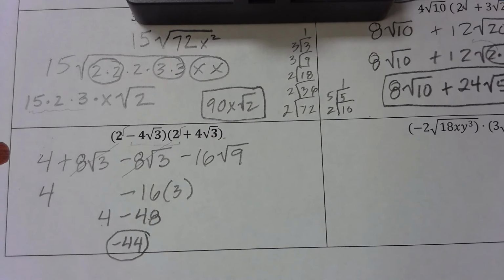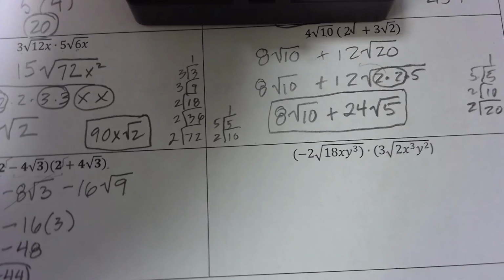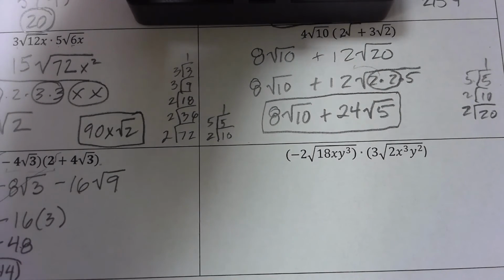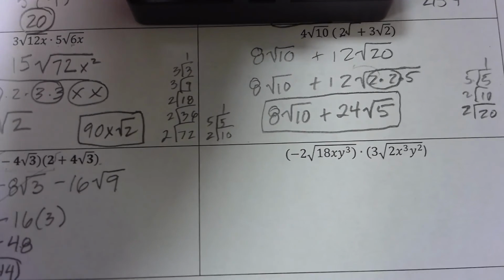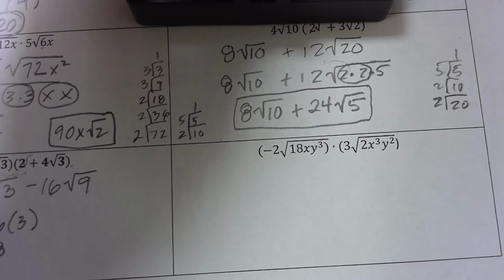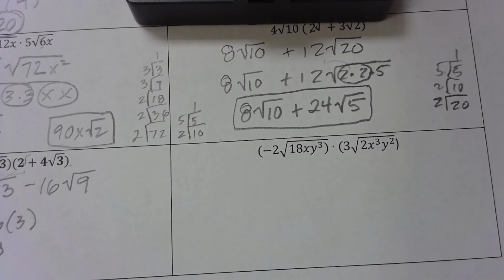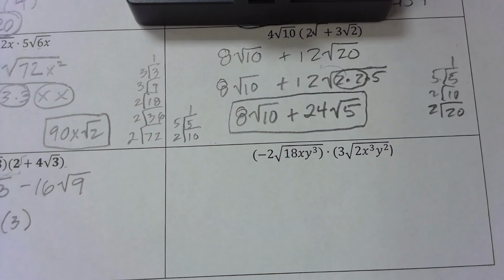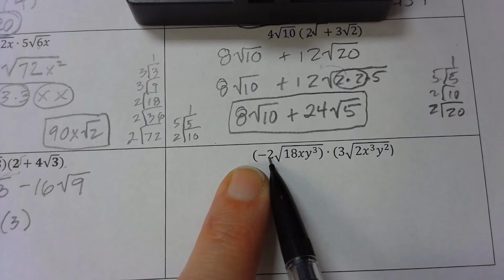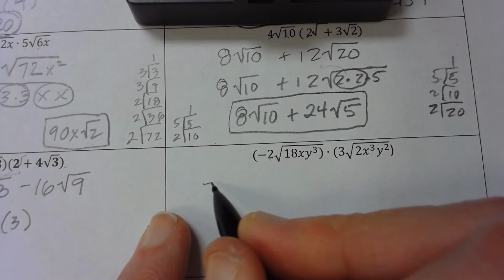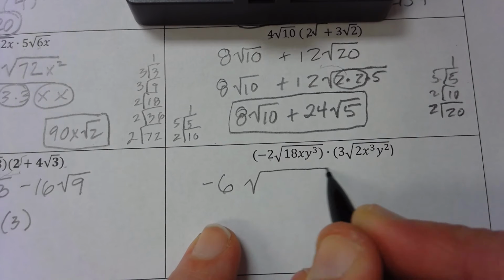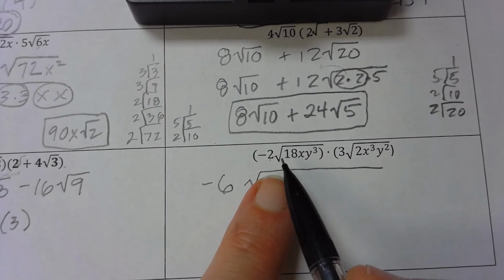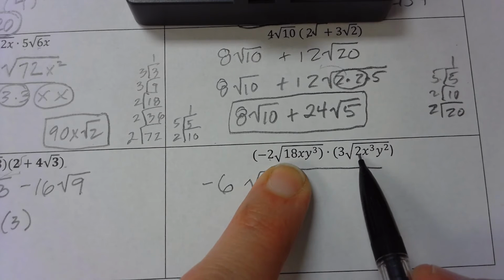All right, last one. This one looks the worst, but it's really not. Okay. Coefficient times coefficient, radicand times radicand. Coefficients are negative 2 and 3, so that's negative 6. Radicands, 18 times 2, 36.